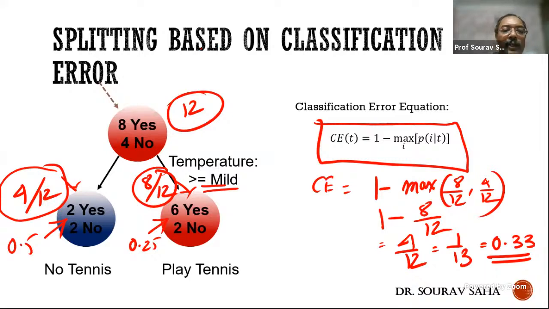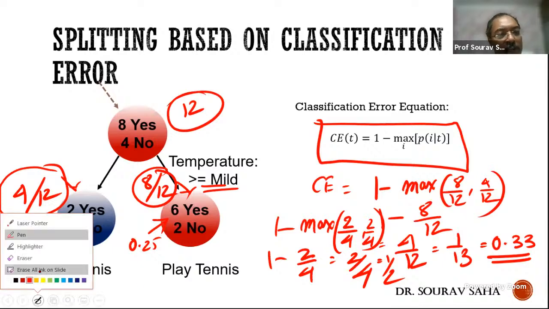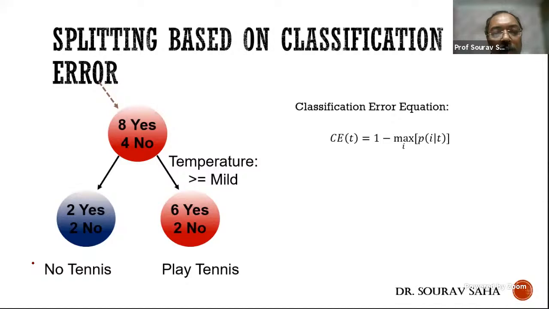Okay, but the same way we are getting the other ones. So when we said that on the left hand side we are getting 50%, how we got it was 1 minus maximum of, so 4 data points are there, 2 are saying yes, 2 are saying no, 2 by 4, 2 by 4, which is 1 minus 2 by 4, which is 2 by 4, half, 50%. That's how we got 50% on the left hand side and then 25% on the right hand side.